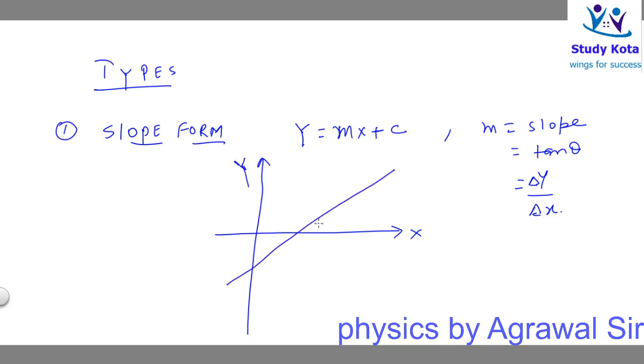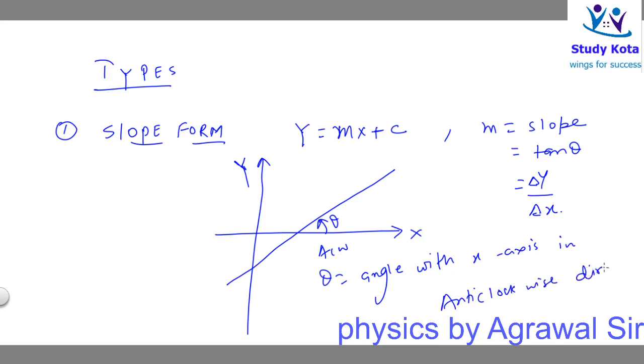What is theta? Suppose this is the x-axis and this is the y-axis. A line has an angle with the x-axis in the anti-clockwise direction; theta is the angle with the x-axis in the anti-clockwise direction. y you know, x you know, it is a variable, c is some constant, right? So this is the equation of this line. Whenever you measure the angle in the anti-clockwise direction, you have to take it positive, and in clockwise you have to take it negative.